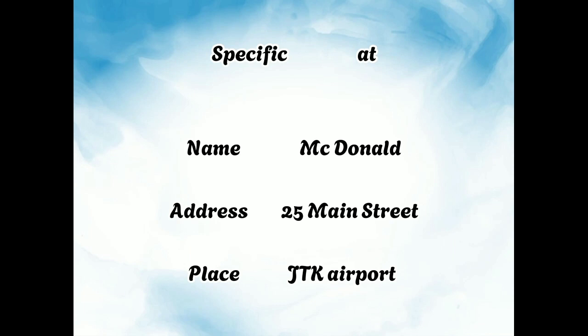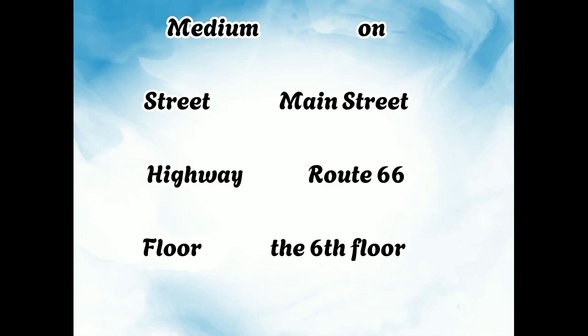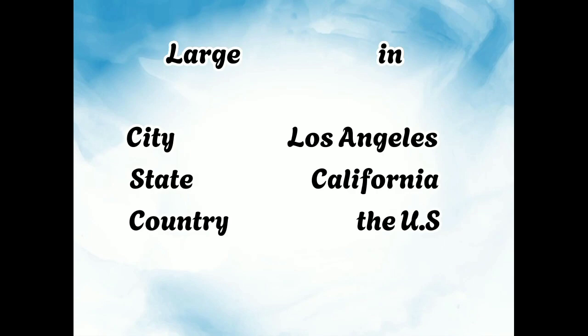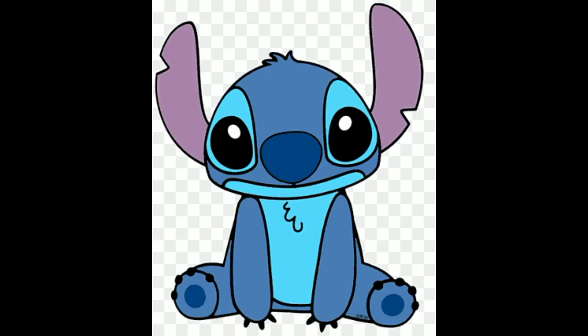So the example of at: a specific name, address, place. So at McDonald's, at 25 Main Street, at JFK Airport. Next one is on: medium street, highway, or floor. On Main Street, on Route 66, on the 6th floor. And the last one is in: large city, state, or country. In Los Angeles, in California, in the US. So that's all for the prepositions. Thank you.